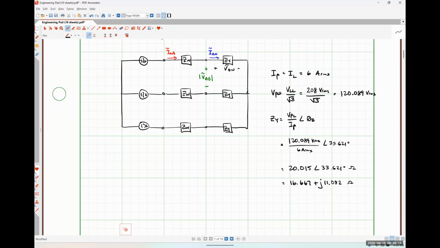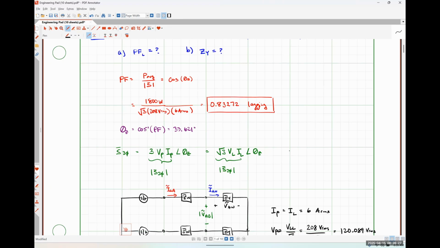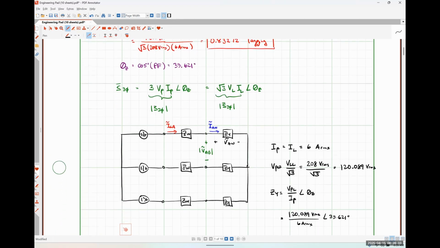So for what it's worth, I'm going to make a note here to include the words inductive load in the problem statement so that this will no longer be an assumption, so that this works out. Okay. But this is problem 2.